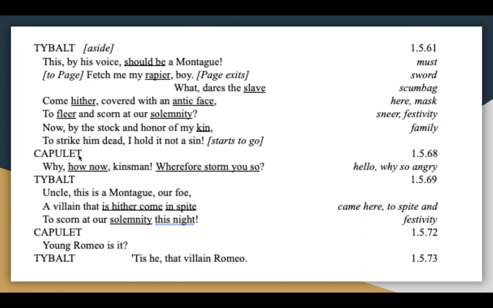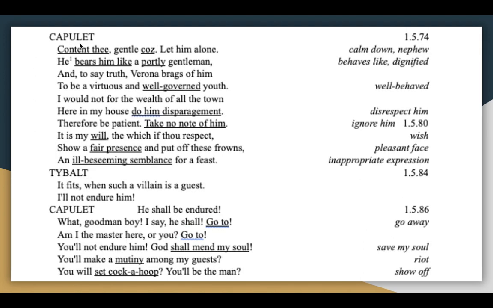And Lord Capulet says to him, "Why, how now, kinsman? Wherefore storm you so?" So what's up, Tybalt, my kinsman, my cousin? Why are you so angry? "Uncle, this is a Montague, our foe, a villain that is hither come in spite to scorn at our solemnity this night." So like, uncle, our enemy's come here, a Montague, he's come here to mock our celebration. He's a criminal. He's come to laugh at us and mock us, to laugh at our party. Capulet says, "Young Romeo, is it?" "'Tis he, that villain Romeo." And Capulet's quite chill now.